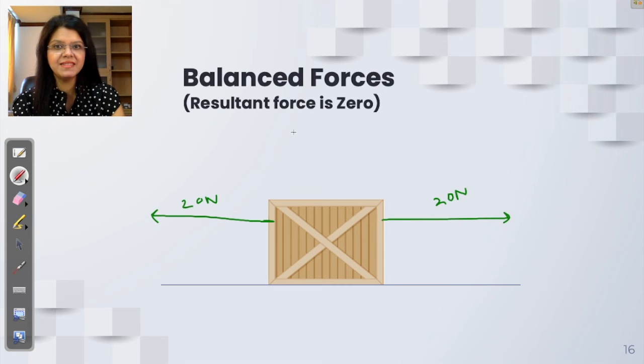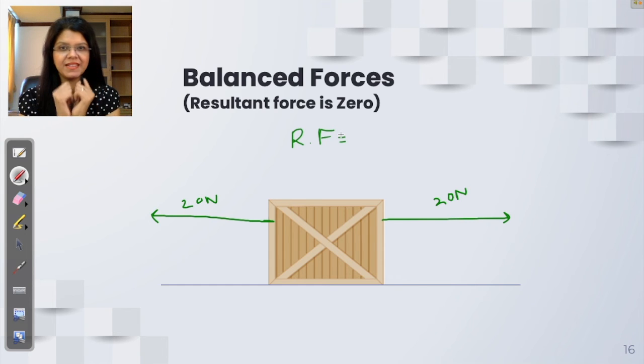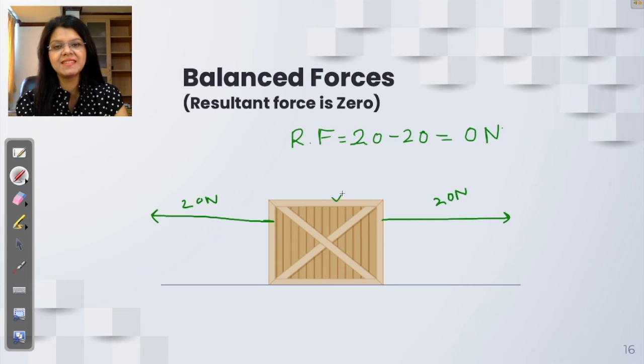So how much is the resultant force? Because the forces are in opposite direction, how do you find the resultant? You subtract the forces, right? So 20 minus 20 is equal to 0 newtons. So effectively, this is a case of zero force acting on the box. When zero force acts on an object, will the object ever move? No. Same thing is happening here. Though there are 2 forces visible here, the effective result is that there is no force. This is an example of resultant force being 0.